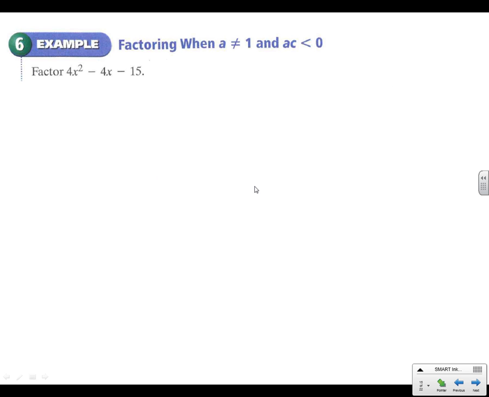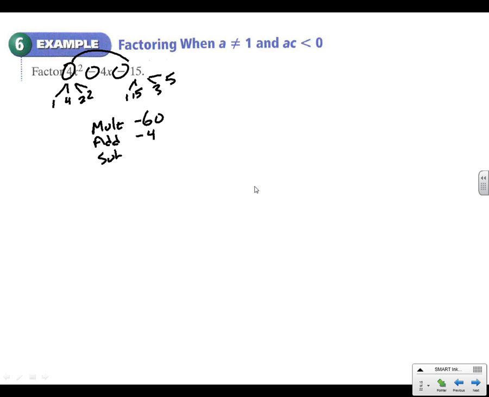All right, so now trickier again when we have negatives and we have a coefficient here. So this could either be 1 and 4, or it could be 2 and 2. And 15 could either be 1 and 15, or it could be 3 and 5. So a lot of different options here. We're multiplying to negative 60, 4 times the 15. And then we're going to add to negative 4, otherwise known as subtracting to 4.